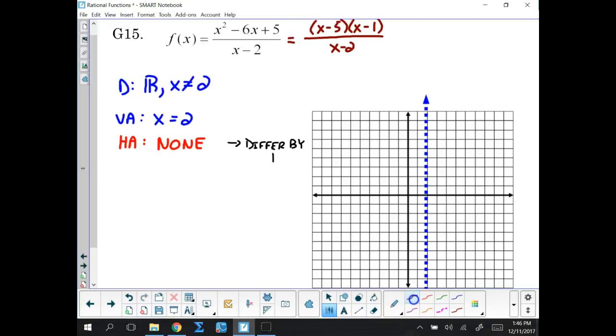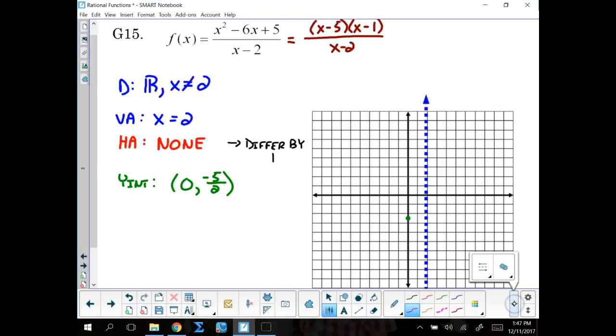My y-intercept: if I put 0 into my function, I get 0, negative 5 halves, which is negative 2 and a half. Okay? Anywhere that there's an x in the problem, I cross it out because it's 0. So it leaves me with 5 on top, leaves me with negative 2 on the bottom. Okay?